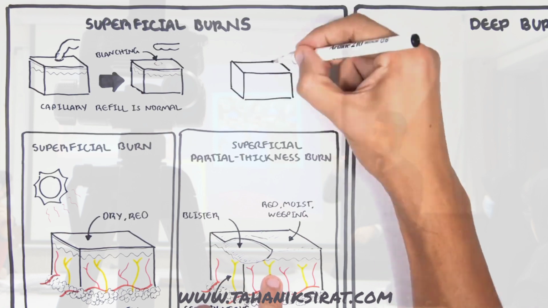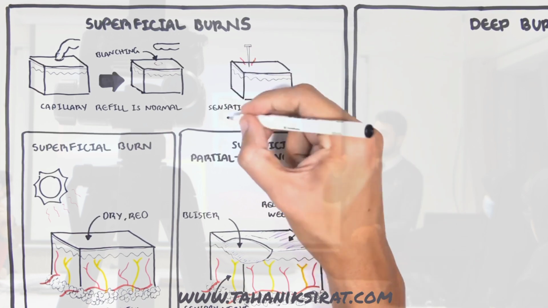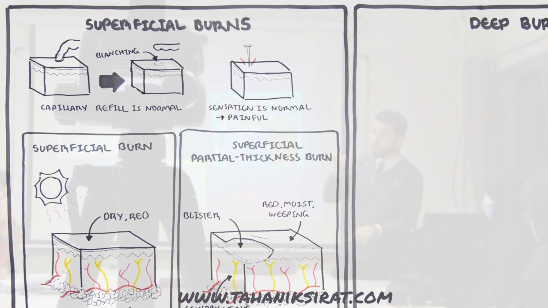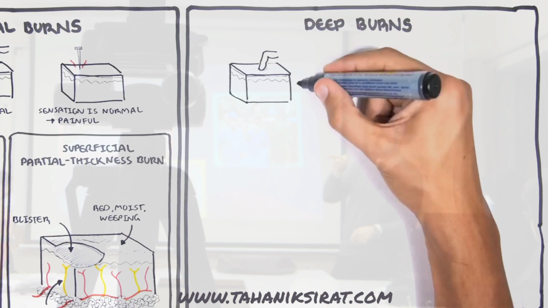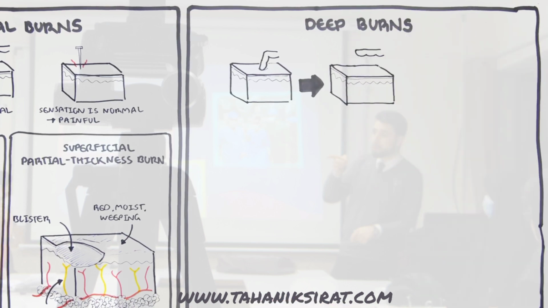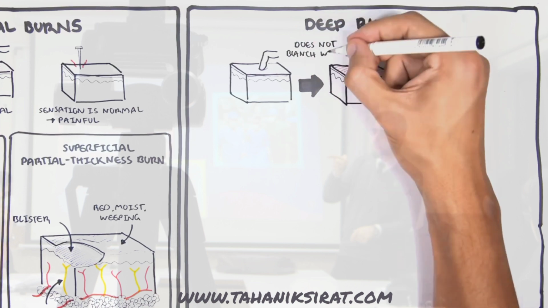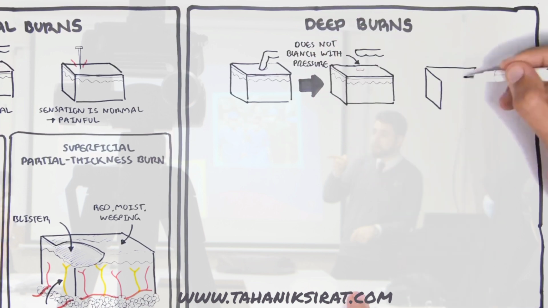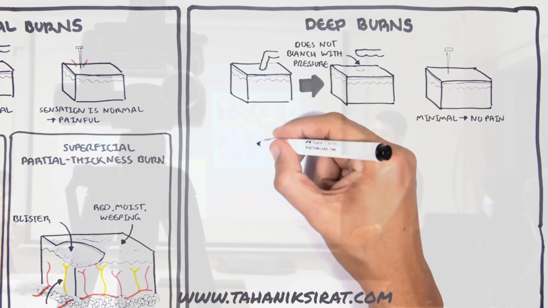The other important aspect of superficial burns is that the sensation is still working. It is normal, and so you feel pain. Deep burns are totally different. Deep burns involve all layers of the skin. The important feature of deep burns is that it does not blanch with pressure, and there is minimal to no pain. No sensation due to damage of nerve endings in the area.